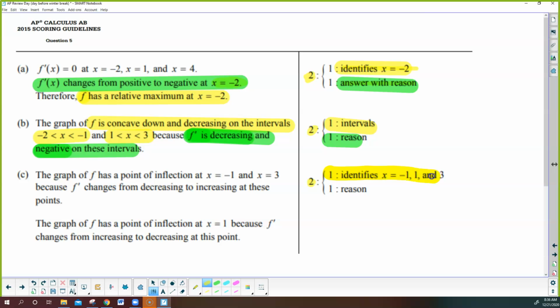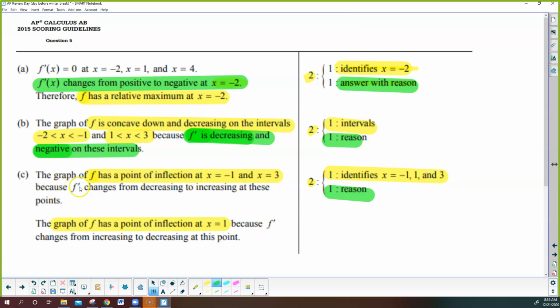Okay, and then part C, you have to say what has the points of inflection. So we're talking about the original graph f. F has a point of inflection at -1, 3, and then they split it up. To my knowledge, we would get the credit that we answered the question, but they said, well, here are your answers, -1, 3, and 1.